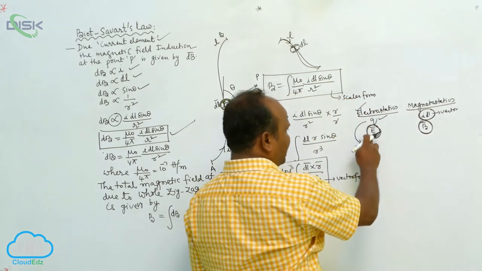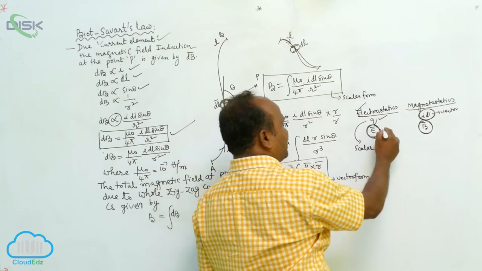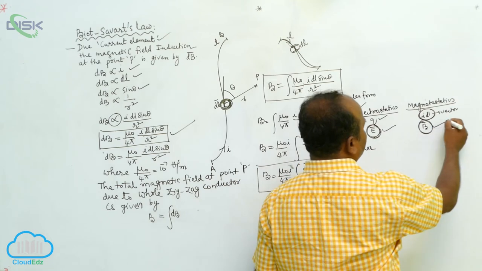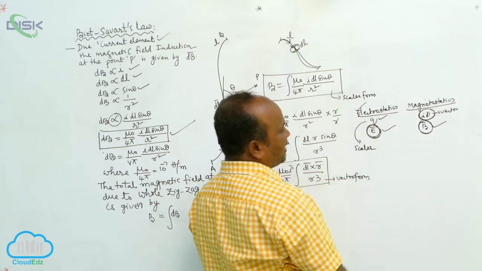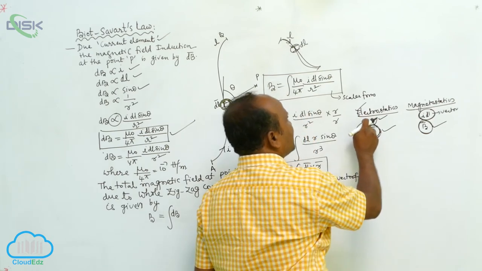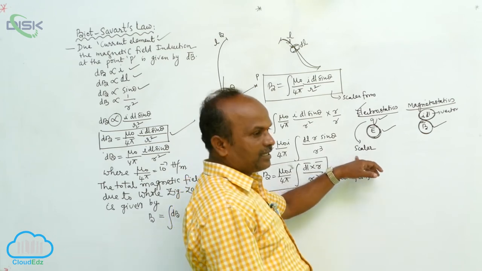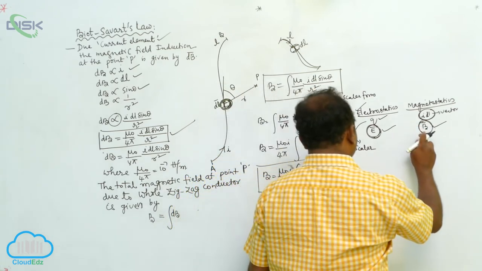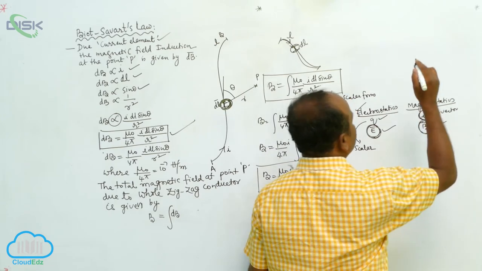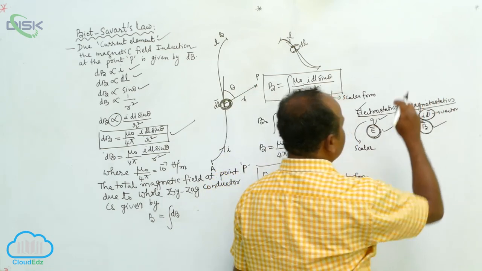Electric field is there, magnetic field is there. In electrostatics, we calculate the electric field intensity. In magnetostatics, we calculate the magnetic field induction. What is the source of the electric field? Charge is the source of the electric field, and charge is a scalar quantity. What is the source of the magnetic field? I dl is the source of the magnetic field, and I dl is a vector quantity.